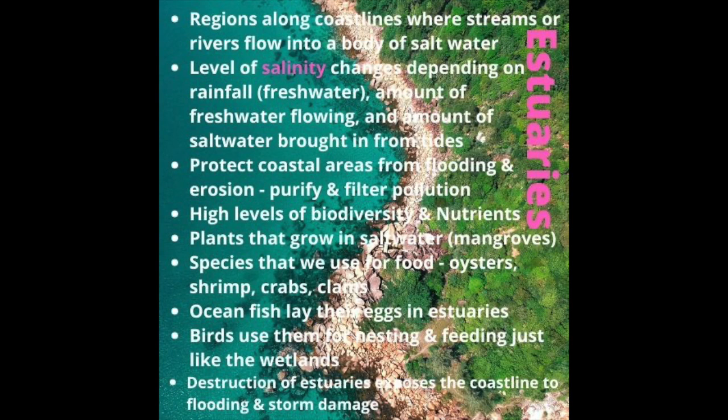The next aquatic ecosystem or biome that we're going to look at today are estuaries. Estuaries are very similar to wetlands areas, except these are regions that are found only along coastlines. They're going to be where streams and rivers flow into a body of salt water, like the ocean. Estuaries have a variety of levels of salinity. Salinity is just a big word for the concentration or the amount of salt in a body of water.